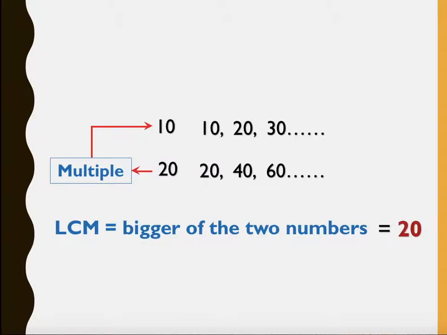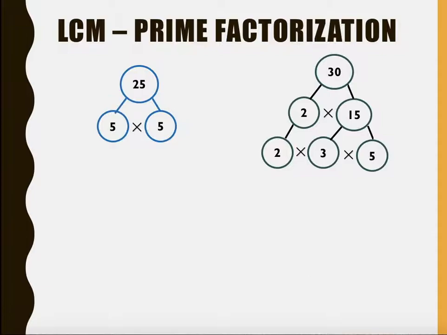If you list the multiples of 10 and 20, you'll see again that 20 is the first multiple that is common between 10 and 20. So this is a small trick that you can use to do your LCM when one number is a multiple of another. Let's look at prime factorization by using the factor tree method.